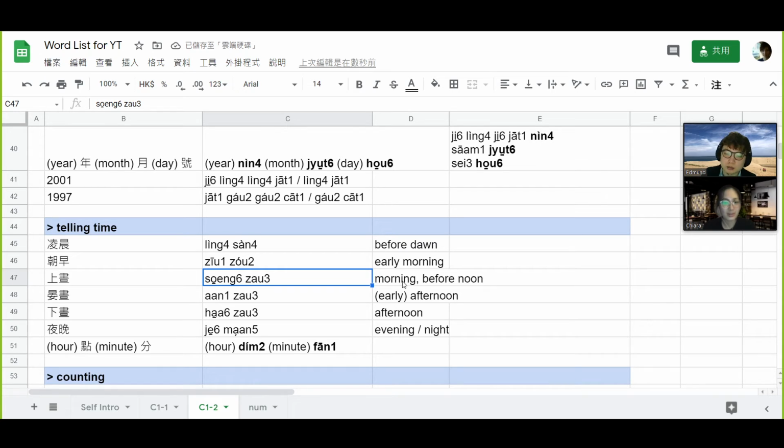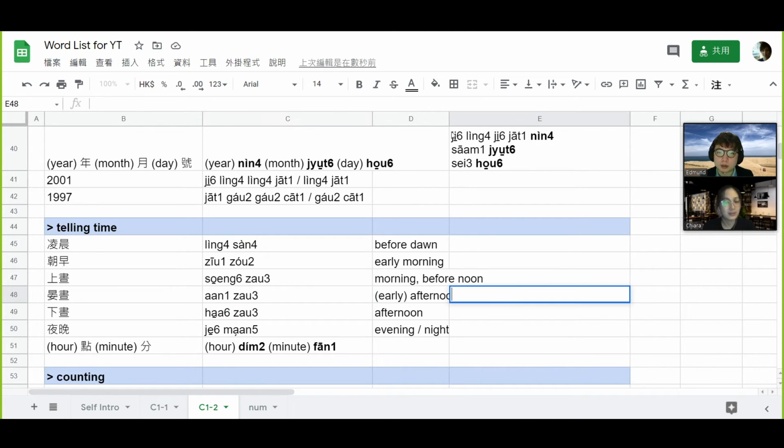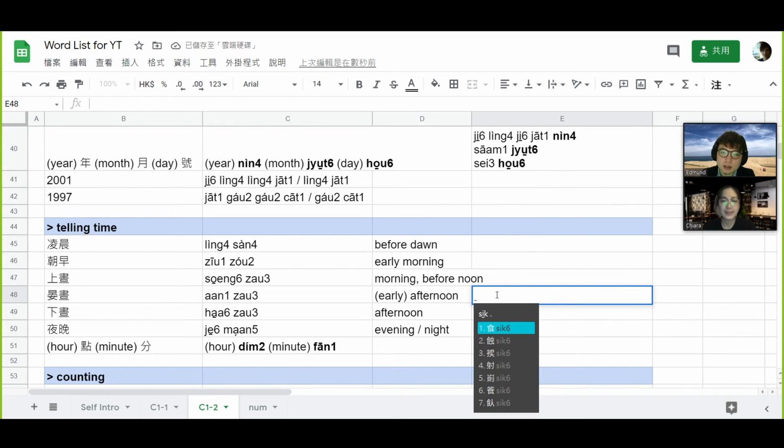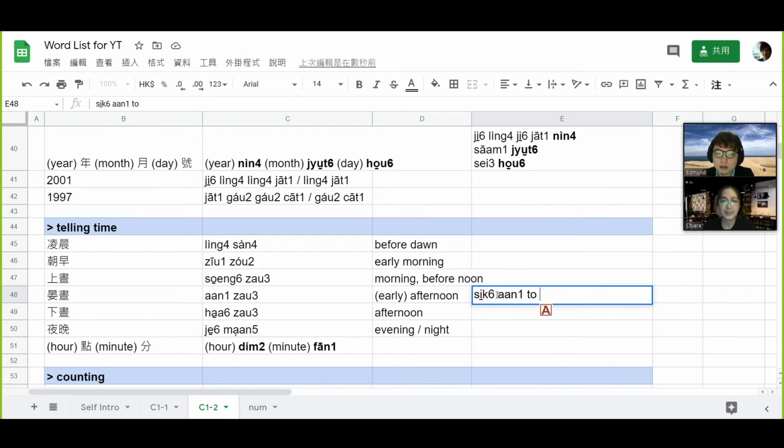For another way to say morning, which is kind of similar to am, we say 上晝. And then afternoon, or this is early afternoon, or actually you can consider it as noon, somewhere before or after the noon: 晏晝. The 晏 is a very useful word because we use it for lunch also. 食晏 is to have lunch.